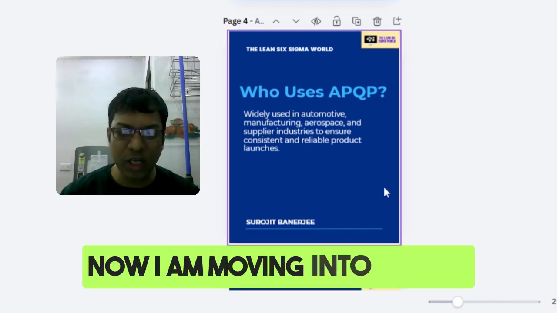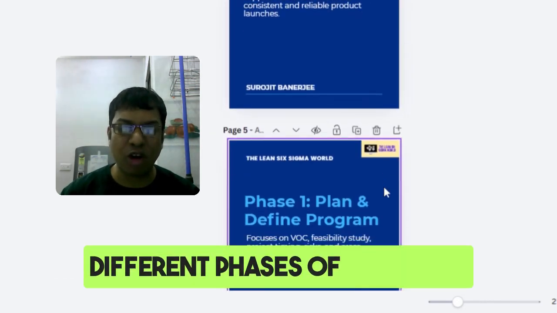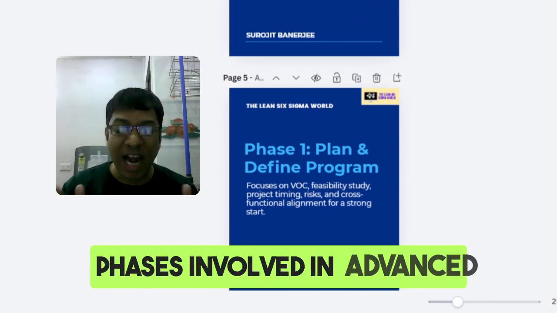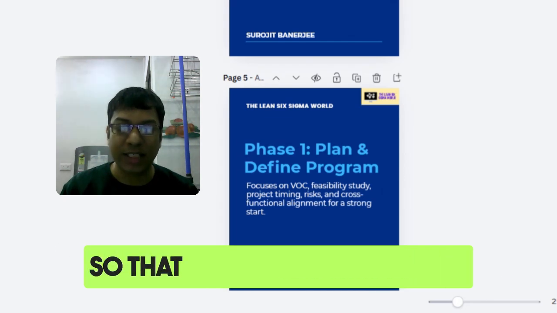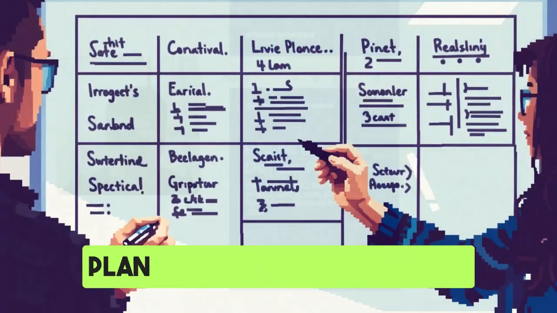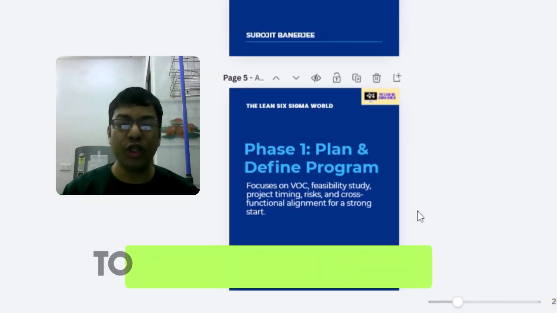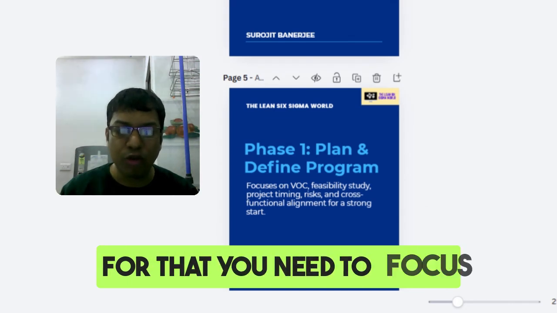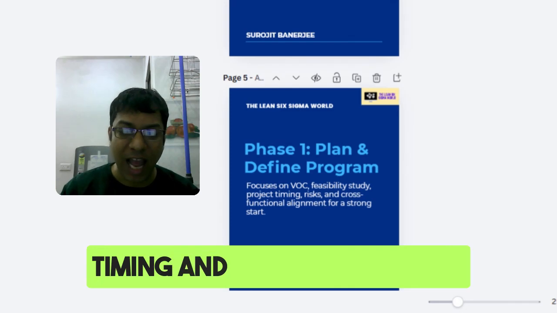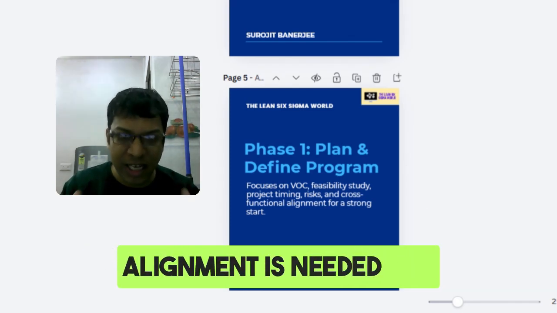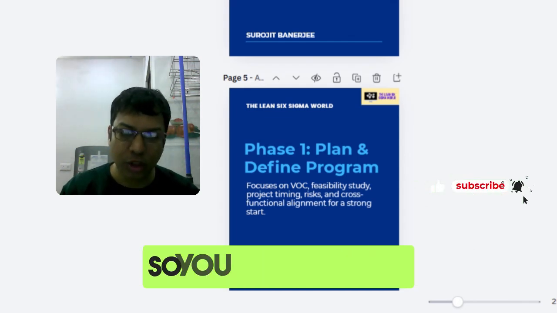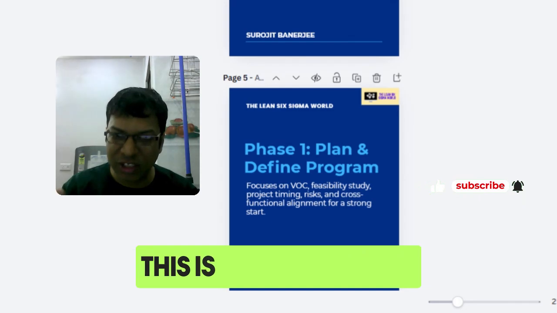Now, I am moving into the 5 different phases of advanced product quality planning. What are the 5 different phases involved so that you can launch your product into the market? Phase one is plan and define the program. First of all, you need to define the program. For that, you need to focus on the voice of customers. Feasibility study, product timing, and cross-functional alignment are needed for a strong start in advanced product quality planning. This is the first phase.